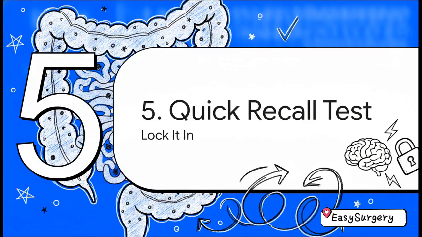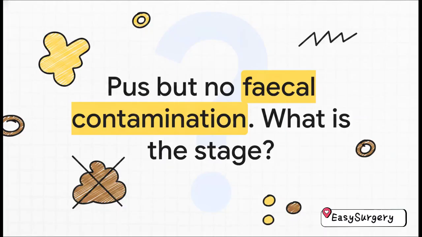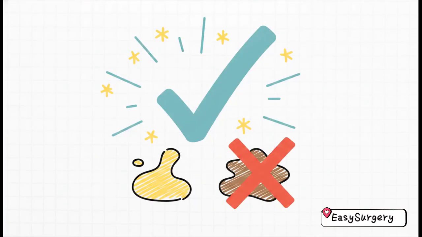Finally, Section 5. Quick recall test. Lock it in. Okay, let's put this explainer to the test right now. A patient with perforated sigmoid diverticulitis has generalized peritonitis containing pus but no fecal contamination. What is the Hinchey stage? Take a second, focus on the specific type of contamination we just talked about, and lock in your answer. All right, if you immediately thought of Hinchey 3, you absolutely nailed it. Generalized peritonitis with pus but zero feces is the literal textbook definition of stage 3.